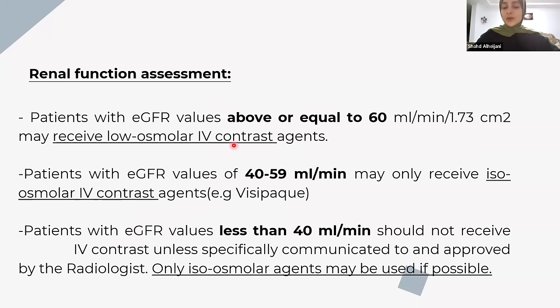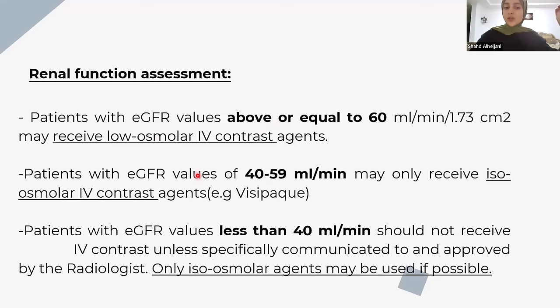Now, we said we have to measure the patient's EGFR before contrast. So if the EGFR value is above or equal to 60, you can go on, and the patient will receive the normal contrast, which is a low or smaller IV contrast. So this is for normal patients, the EGFR is above 60.